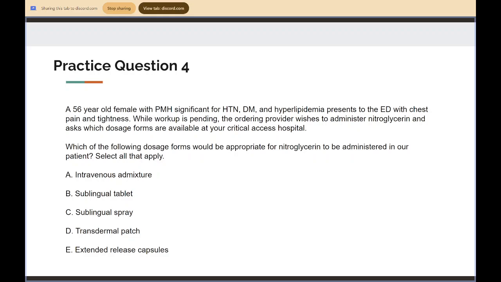So the patch is incorrect, choice D, because it is used chronically. Choice E, being an extended release capsule, would also not work. So the IV admixture would work, choice A. The sublingual tablet, which is also fast acting, would work. And choice C, the sublingual spray, would work. So once again, A, B, and C. Good job, everyone, on practice question 4.